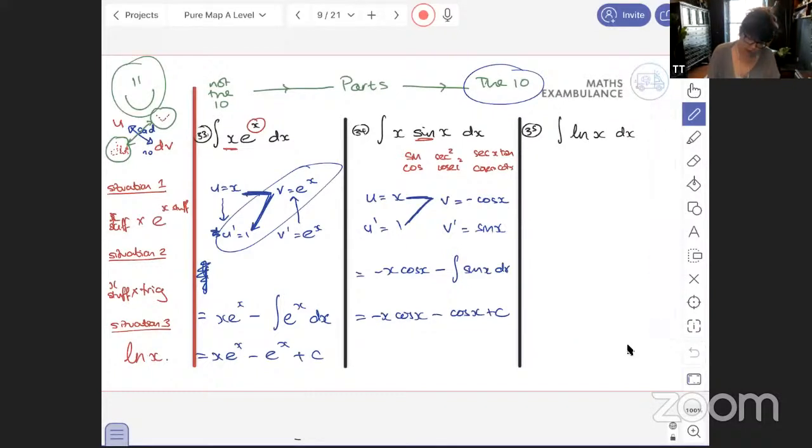Situation 3, ln. You use u is the ln, always. And you use v is anything else. In this case, there's nothing else, so I'll put a 1. If there was something else there, I'd put the something else there. Integrate it. uv minus integral v du.